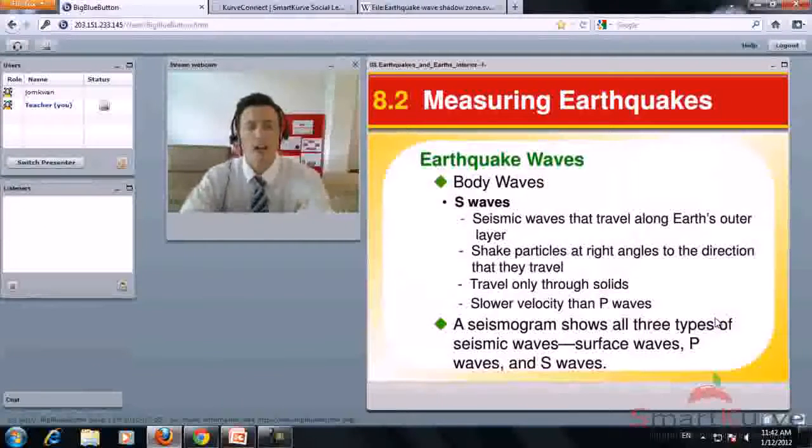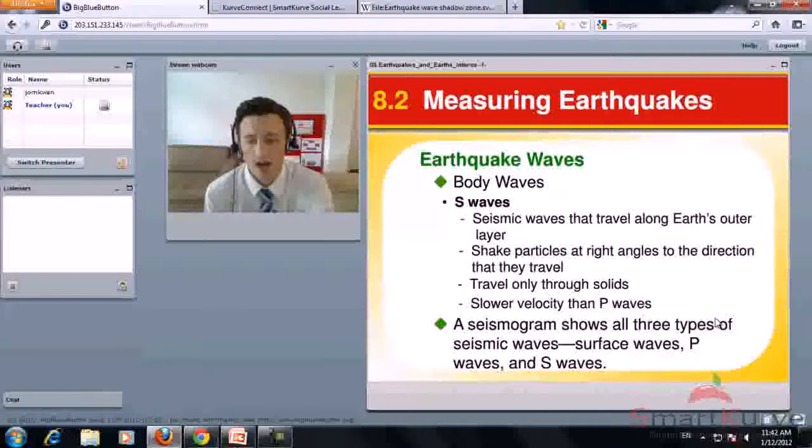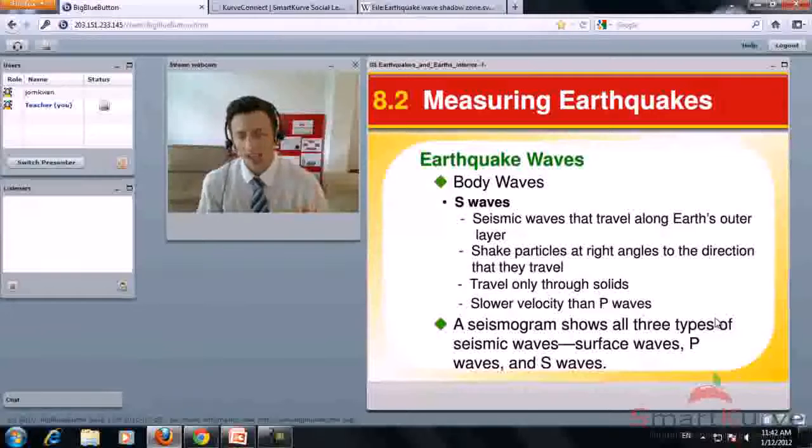Next, the other type of wave, our S wave. These are the seismic waves. You can remember S stands for seismic, it can stand for shake, and it can stand for slow. So that's easy to remember. S waves, seismic waves, they shake.